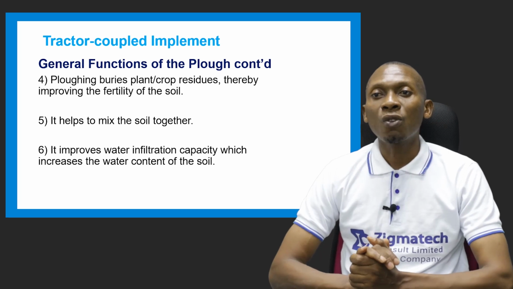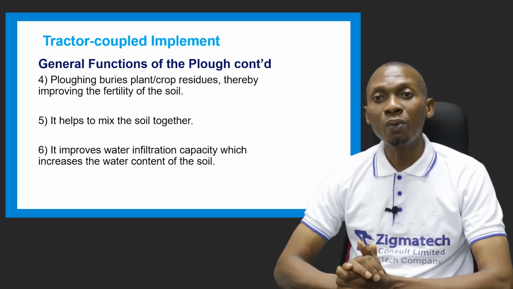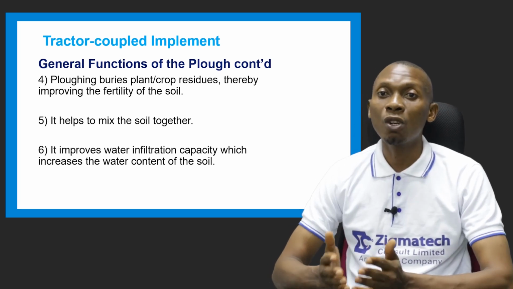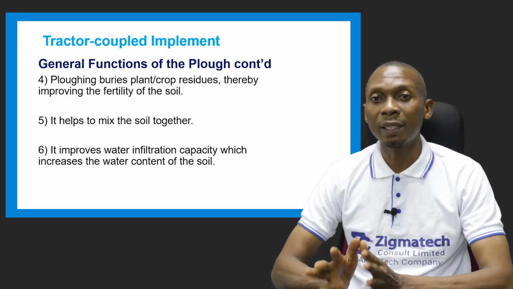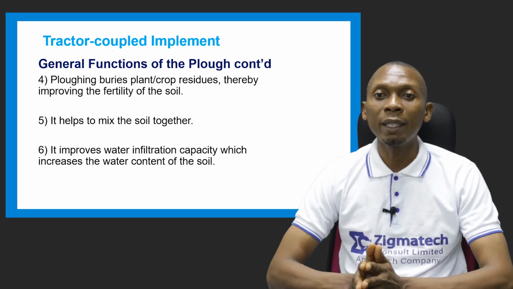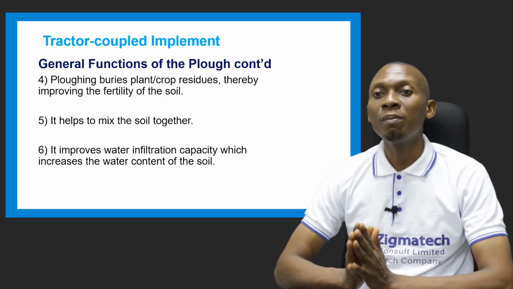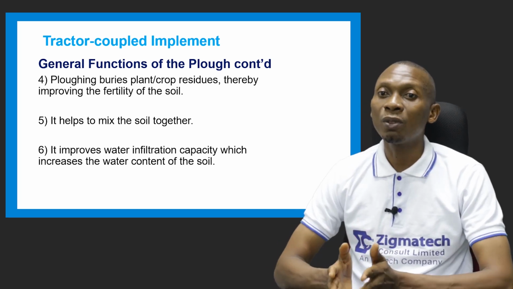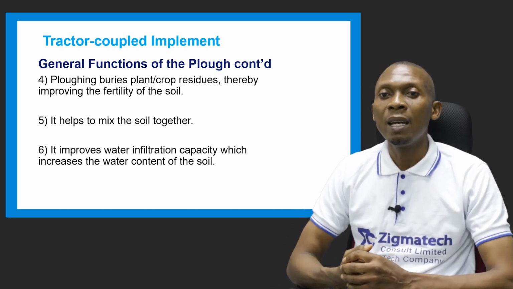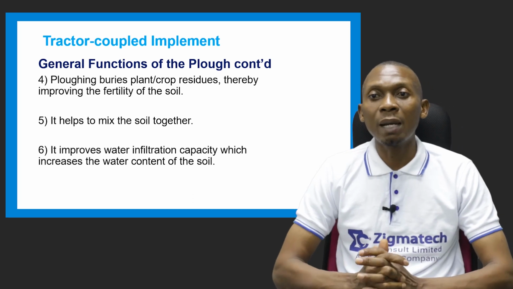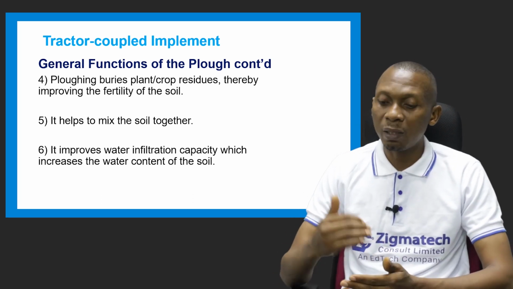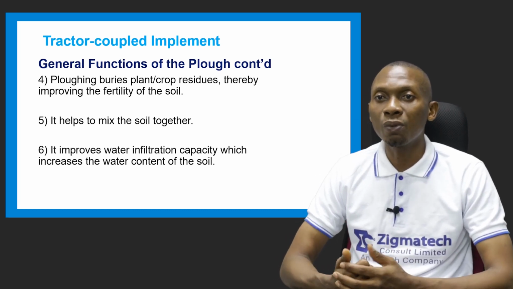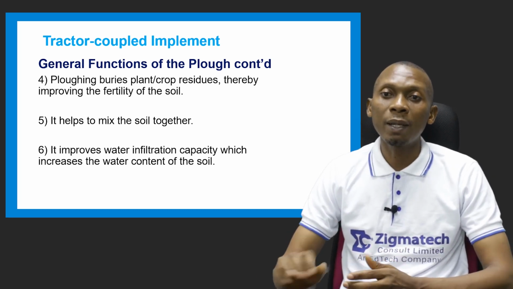It buries plants or crop residues. This helps to improve the fertility of the soil, because as these plant residues are buried, they end up decomposing and releasing minerals or nutrients into the soil that could be used by the plants for growth. The plow also helps to mix the soil together, and it helps to improve infiltration capacity, which increases the water content of the soil. That means percolation or infiltration, which is the downward movement of water into the soil. So plowing helps to improve infiltration capacity of our soils.